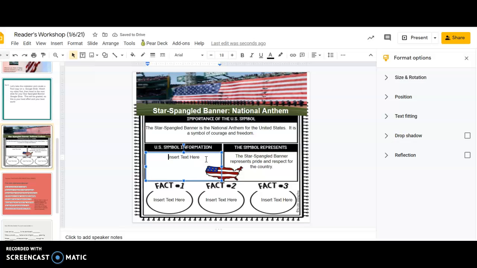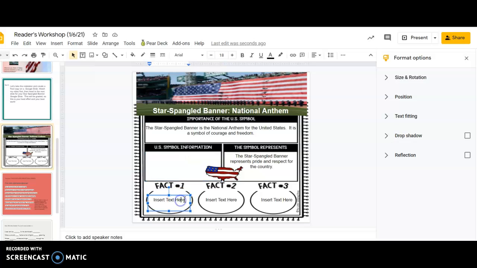And then it says U.S. symbol information. So I am going to type in one of the notes we took: Francis Scott Key wrote it. It's a poem. He wrote it after the War of 1812. He wrote it because he wanted to honor the courage of soldiers. And then at the bottom I have these three facts: fact 1, fact 2, and fact 3.